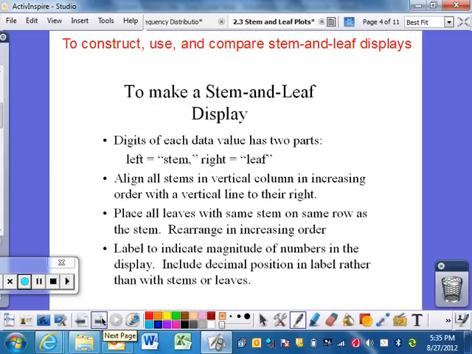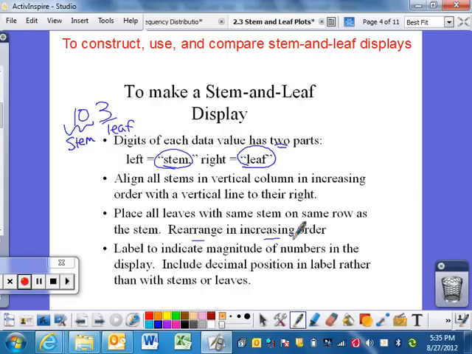So to remind you, if you do not remember, the left number is the stem, the right number or the very last number is the leaf if there's two parts to it. If there happens to be 3, like 103, your stem would be the 10 and the 3 would be your leaf. Okay, so if you jump into 3-digit numbers. All stems in a vertical column increasing in order. Place all the leaves with the same stem on the same row and then rearrange them in increasing order.